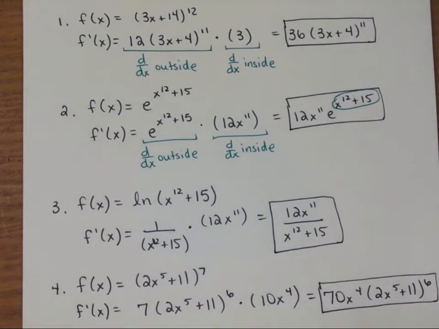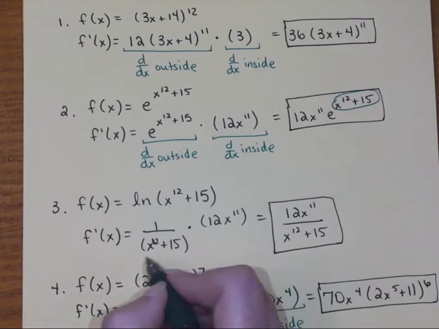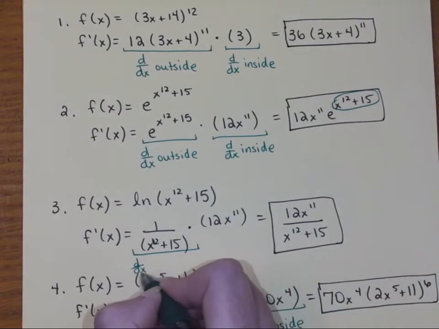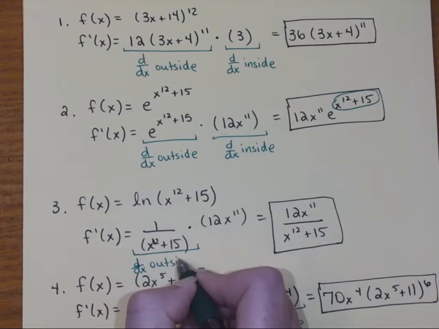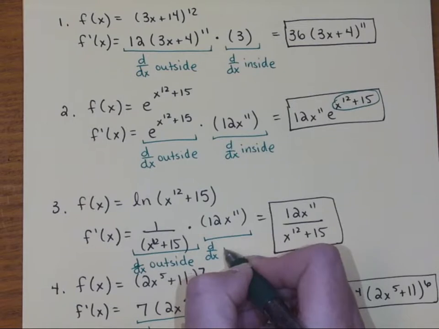I kind of got away from labeling on the last two, but let's go ahead and label these. This would be the derivative of the outside, and this would be the derivative of the inside. So chain rule is for more complicated functions. Here, this would be the derivative of the outside, and this would be the derivative of the inside.